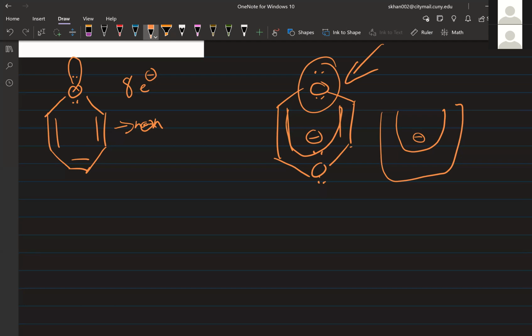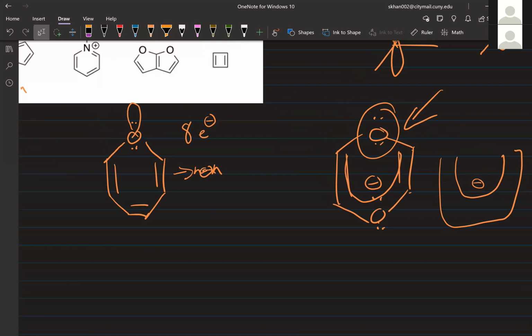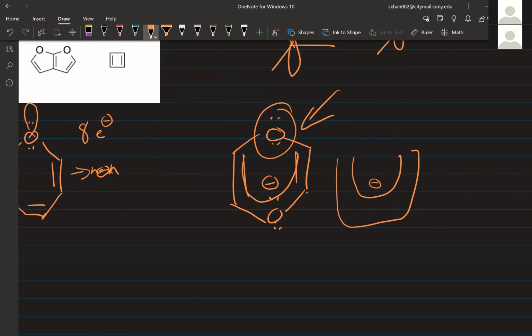sp2 hybridized. Oh, I thought his reasoning was because you said things don't want to be anti-aromatic, so that's why it's going to be sp3 to become non-aromatic. Yeah, so that's what I was saying, that this one will always be sp3, or whichever one, right? One will always be sp3, because at that point it's non-planar, right?